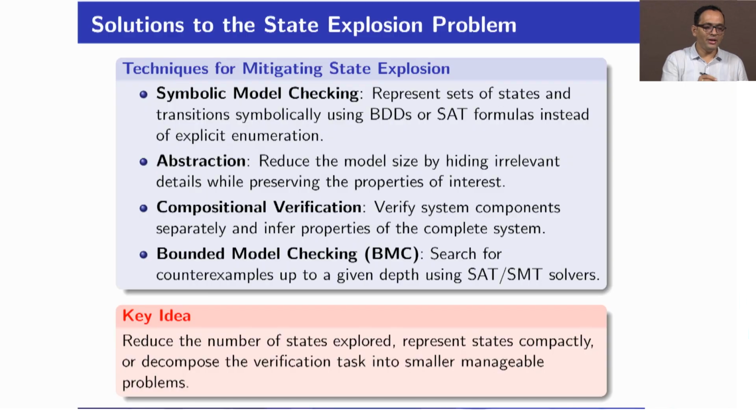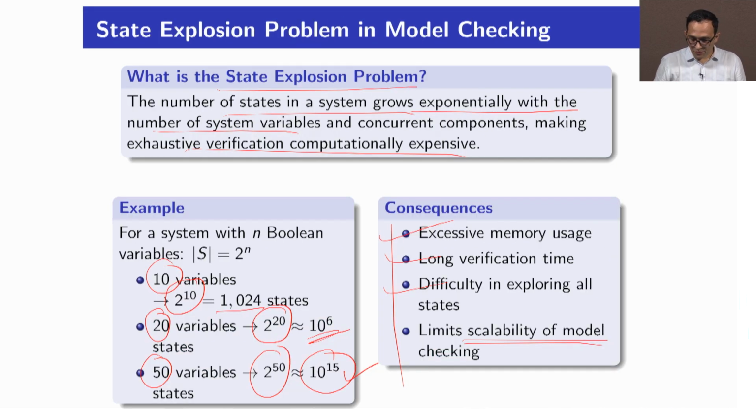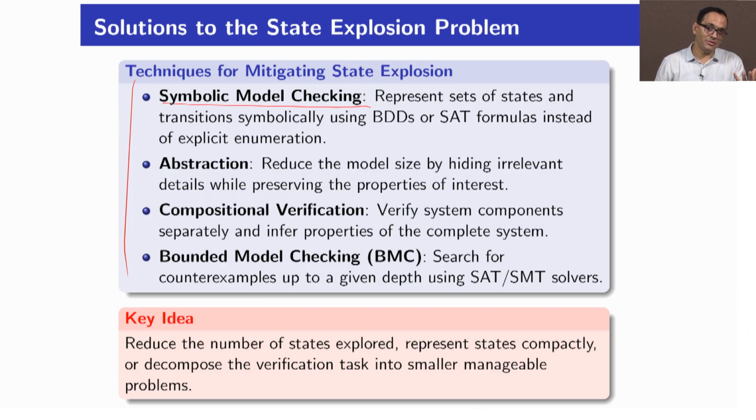But we will not stop here. We have to find solutions, and there is a lot of research on how to make this scalable. Some of the approaches are listed here. One is called symbolic model checking. Instead of explicitly identifying the state machine, what if I encode that machine as a BDD or a SAT formula? Then I will not have an explicit state machine, but I will have a BDD or a SAT formula that captures the state machine.